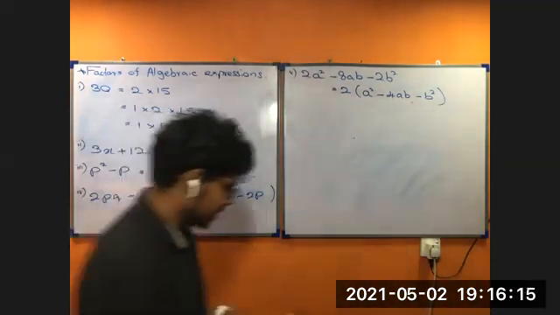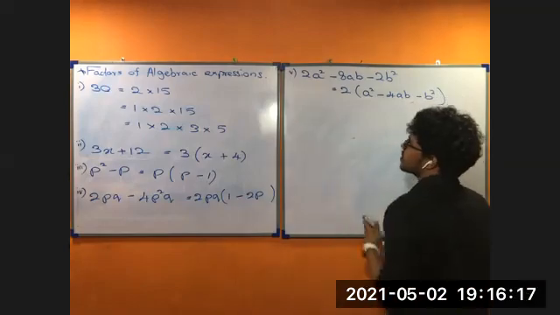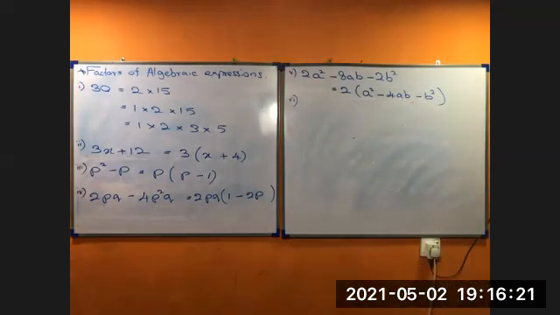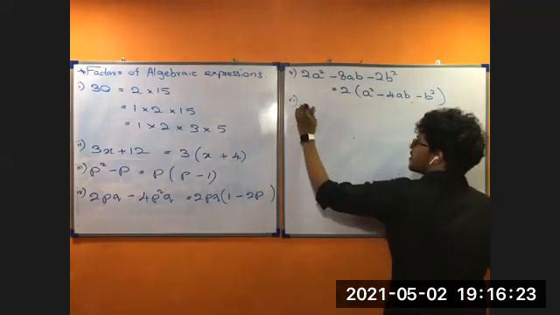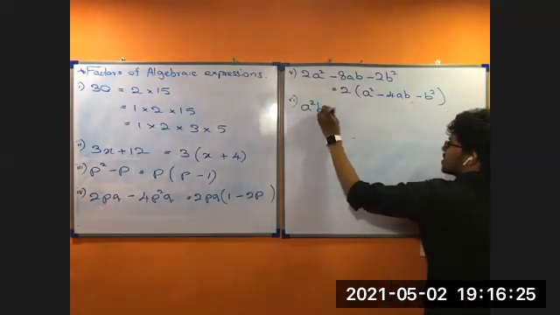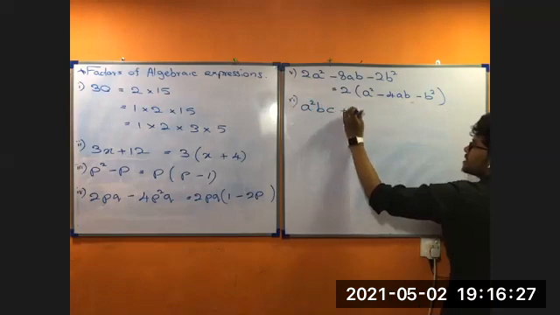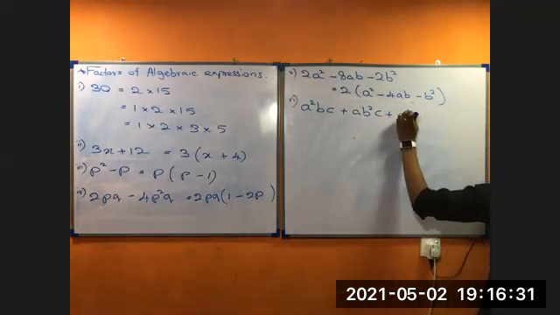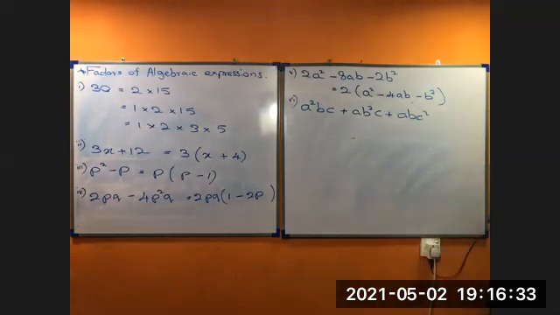Okay, then number 6. Write down these questions in your book. These are very basic, but still you need to understand. A squared BC plus AB squared C plus ABC squared. Find it.